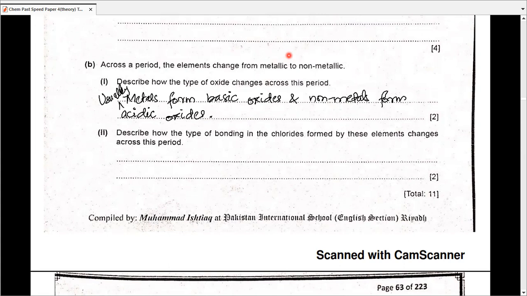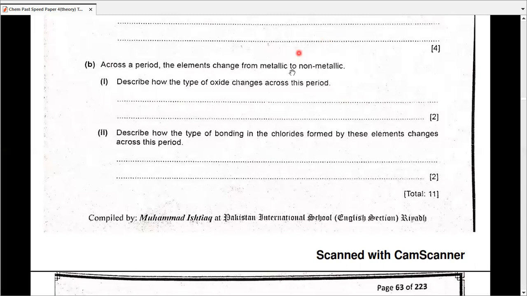Sir, could you please repeat what we just wrote? Metals form ionic chlorides and non-metals form covalent chlorides. Right, sir? Thank you. Okay, good. So we're done with this too.